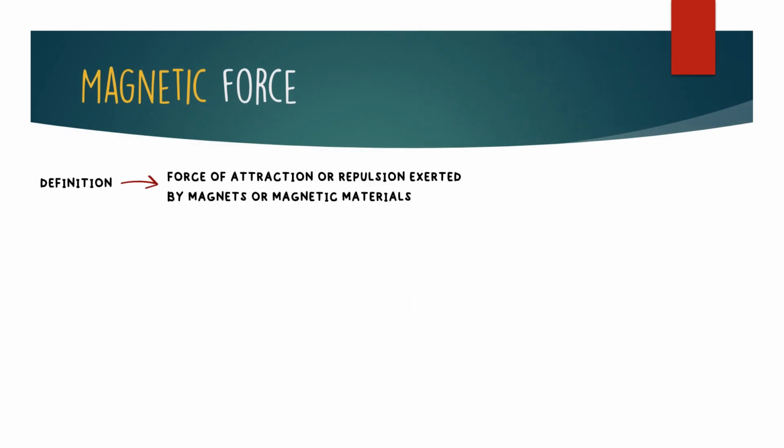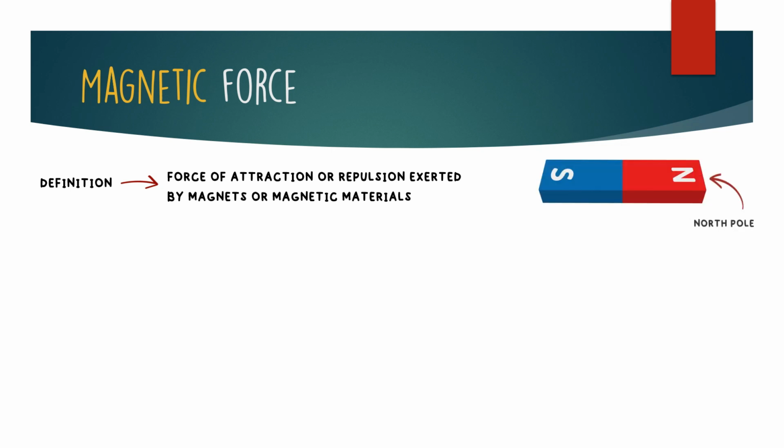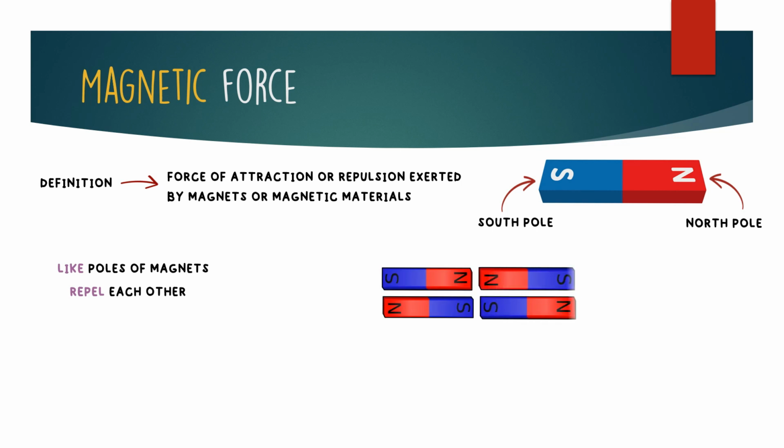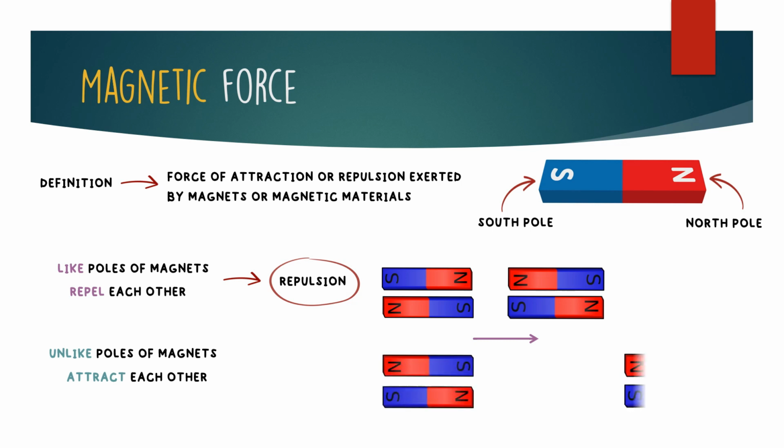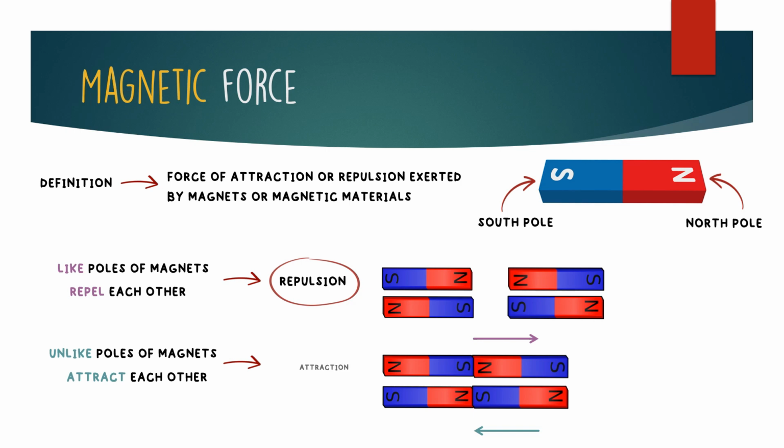Magnetic force is defined as force of attraction or repulsion exerted by magnets or magnetic materials. Every magnet has a north pole and a south pole. Like poles of magnets repel each other. The force acting between these magnets is called the force of repulsion. Unlike poles of magnets attract each other, the force acting between these magnets is called the force of attraction.